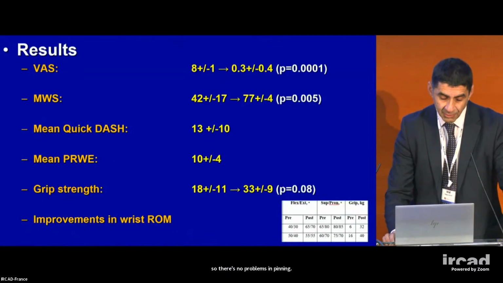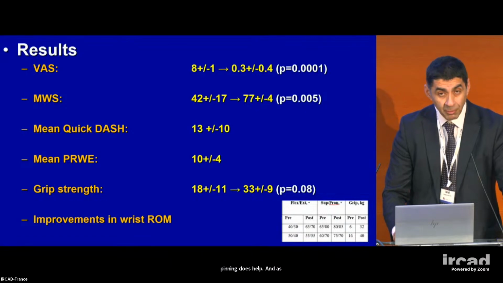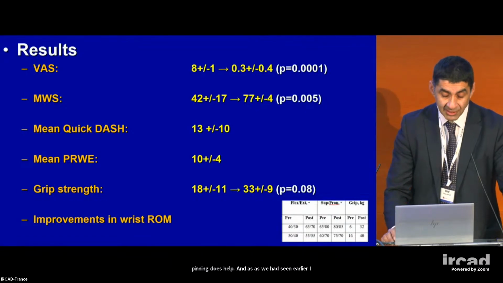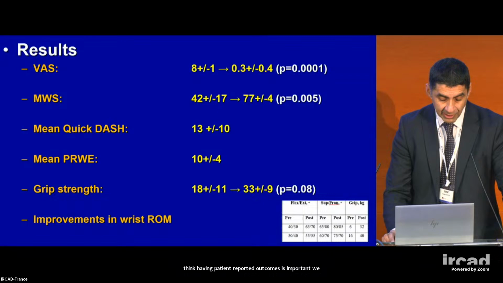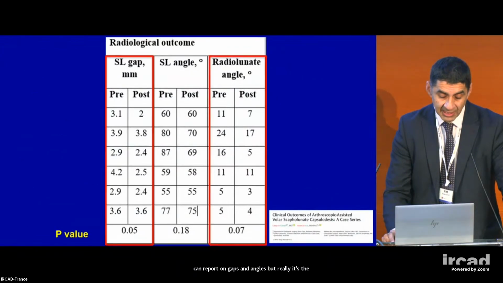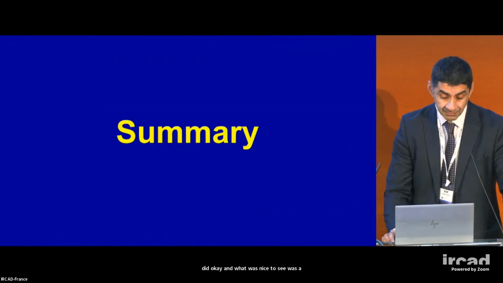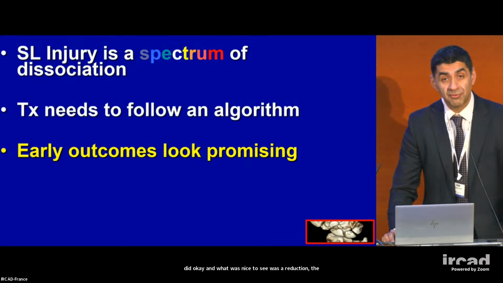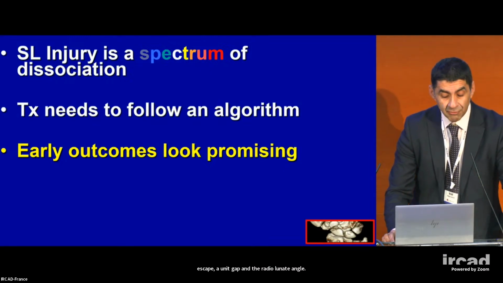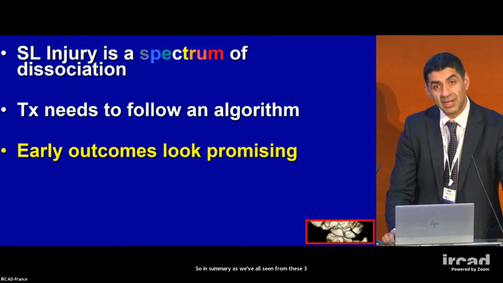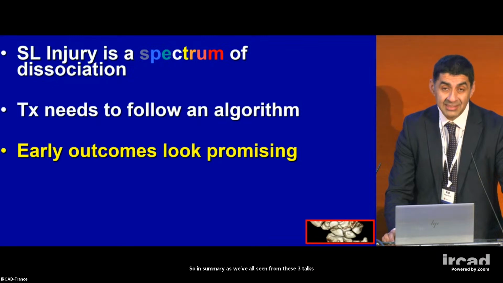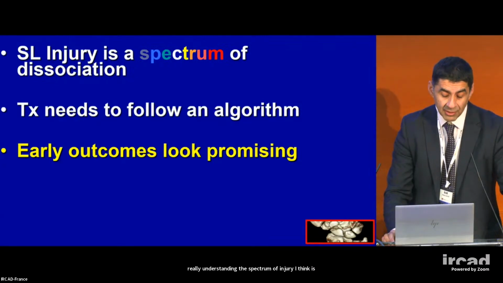And as we had seen earlier, I think having patient-reported outcomes is important. We can report on gaps and angles, but really it's the patient's function that is critical, and these patients did okay. And what was nice to see was a reduction in the scapholunate gap and the radiolunate angle. So in summary, as we've all seen from these 3 talks, really understanding the spectrum of injury I think is critically important, and tailoring your treatment on an algorithm is certainly the way to go.